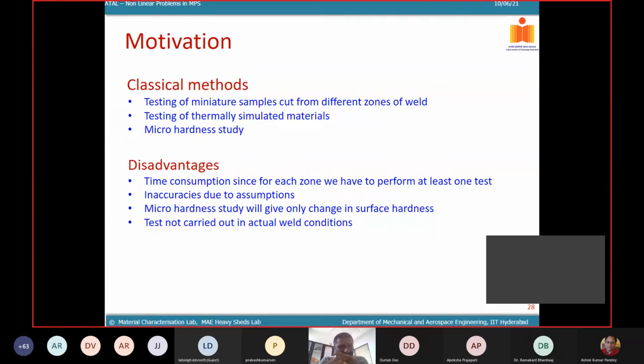So these are some of the techniques, but they have this inherent disadvantage, because it takes a tremendous amount of time to cut a small sample, and you are relaxing it. Another disadvantage with micro hardness is it gives you only the surface hardness. It doesn't give you the hardness interior to the material. So that's also a disadvantage.